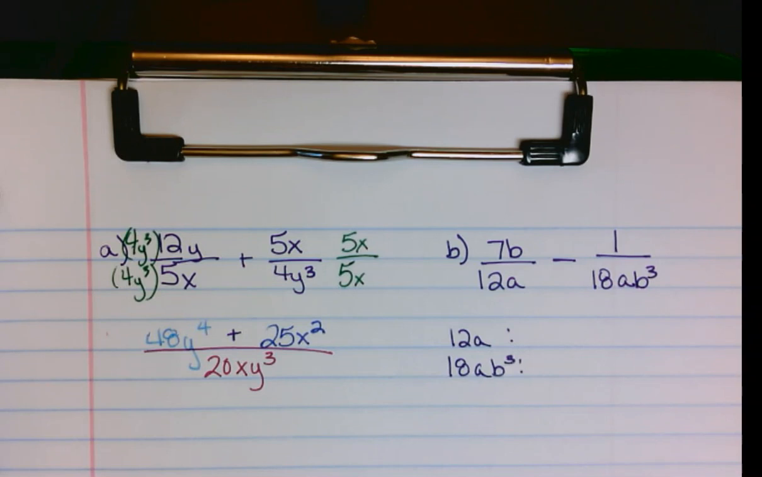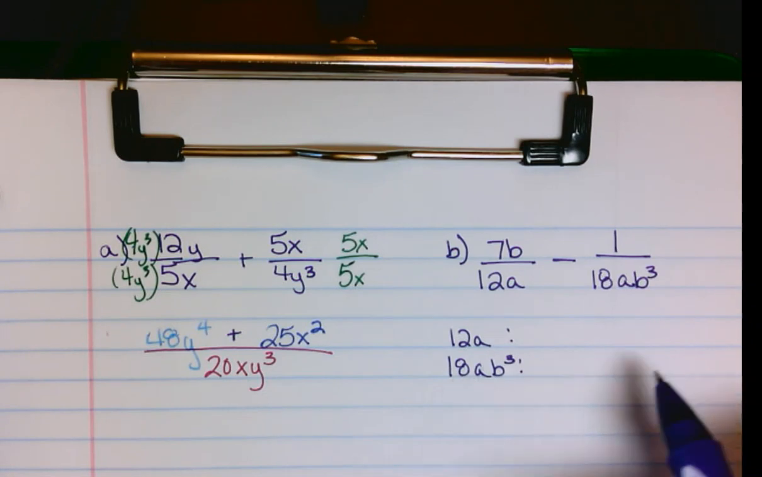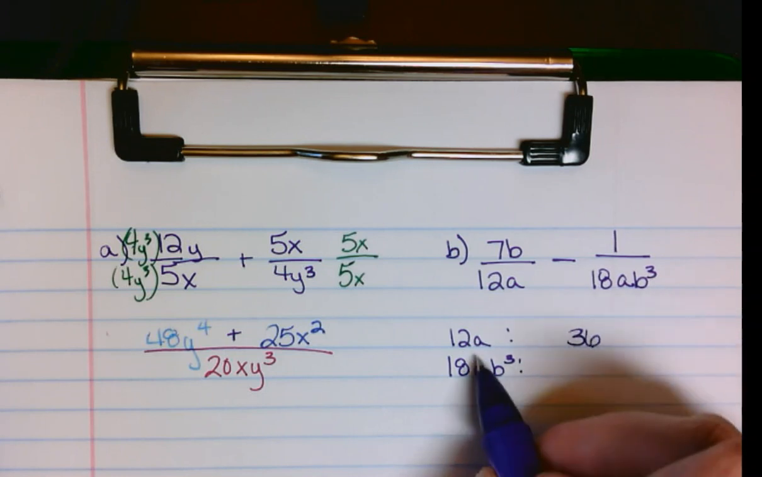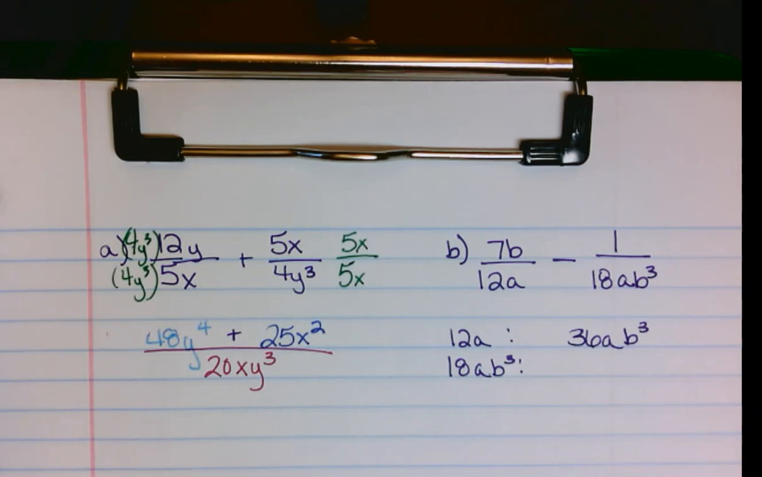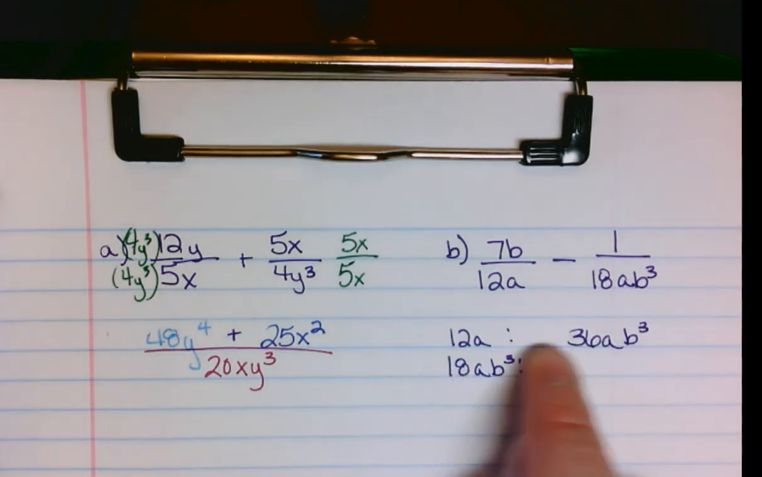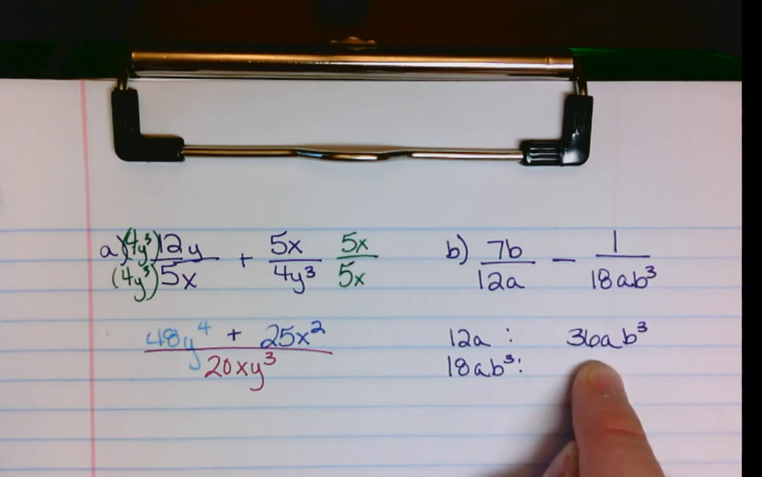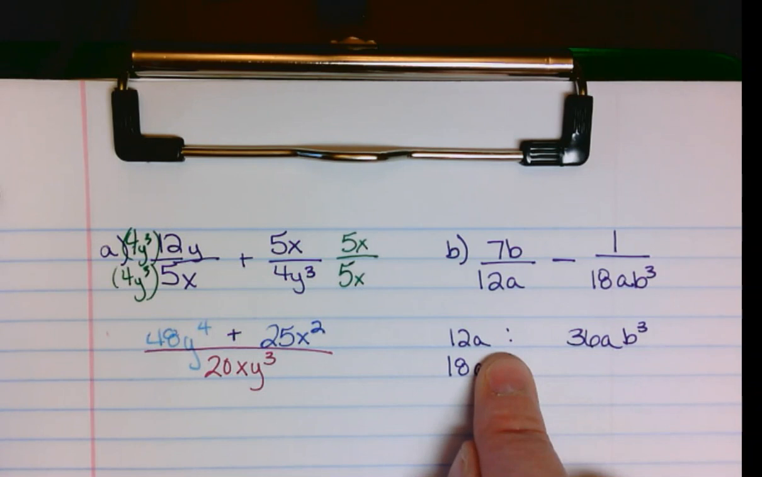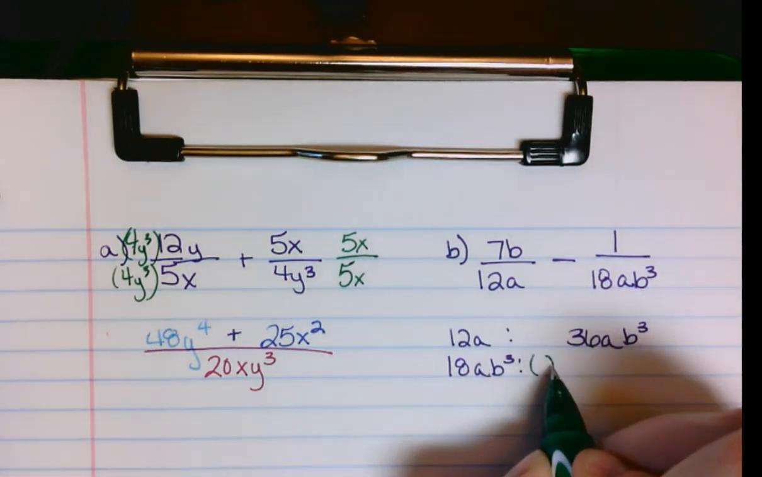My LCM is going to be the first number that 12 and 18 both go into, which would be 36. So I have a 36. They both have an a, b cubed. So I need to figure out how to make 12a become this, and I need to figure out how to make 18ab cubed become this. On 18ab cubed, the variables are the same, I just need to take 18 times 2. So I'm going to take this times 2.